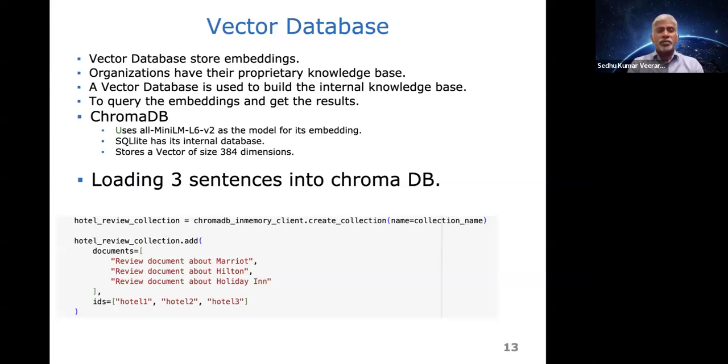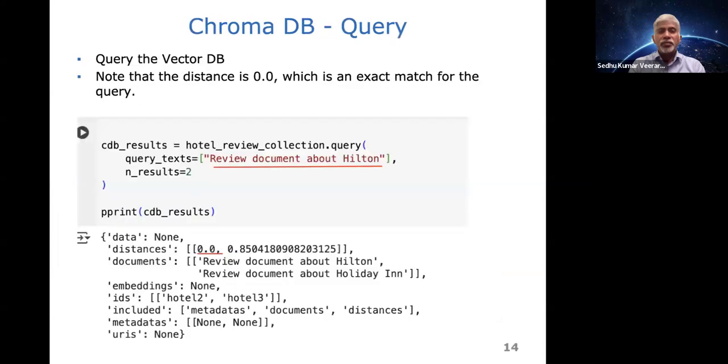Getting into the vector database. Vector databases store embeddings. Organizations have their proprietary knowledge base. A vector database is used to build an internal knowledge base to query the embeddings and get the results. I'm using ChromaDB here, and ChromaDB uses the all-MiniLM model for its embedding and SQLite as its internal database. It stores vectors of size 384 dimensions, and I'm loading three sentences into ChromaDB as shown here.